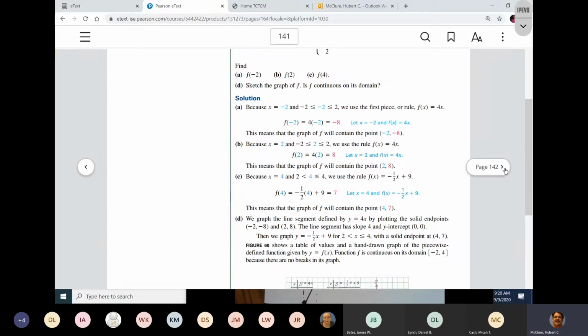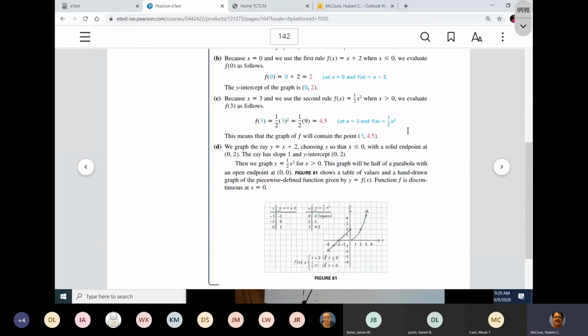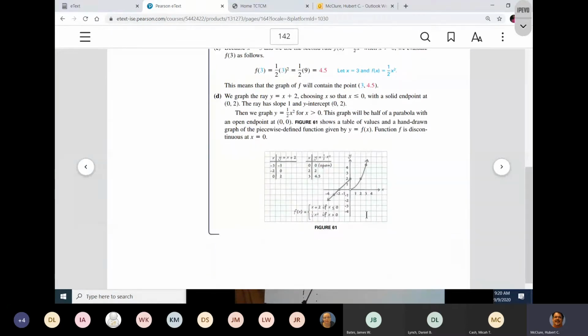Now, what about reading one? Well, usually they give you one where you need to read it, like this one right here. And it is increasing from negative infinity to 0, and that would be inclusive of 0. And then from 0, non-inclusive, to infinity, it's increasing. So this one is increasing and increasing.